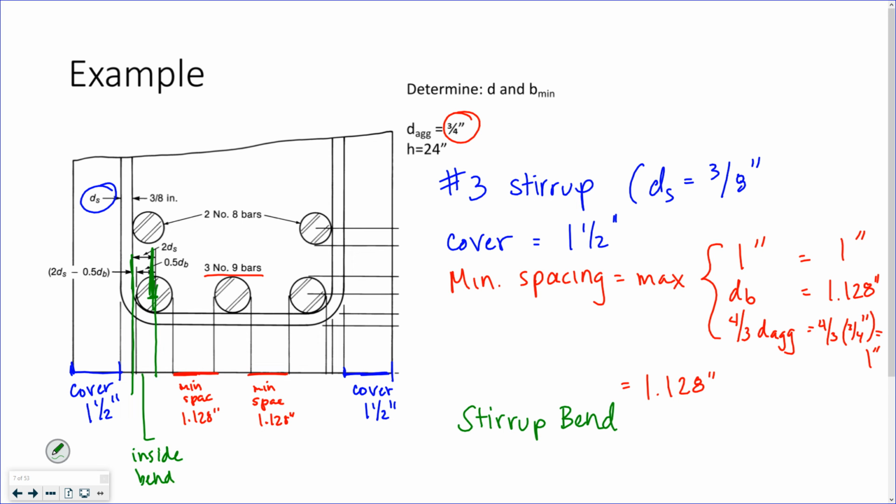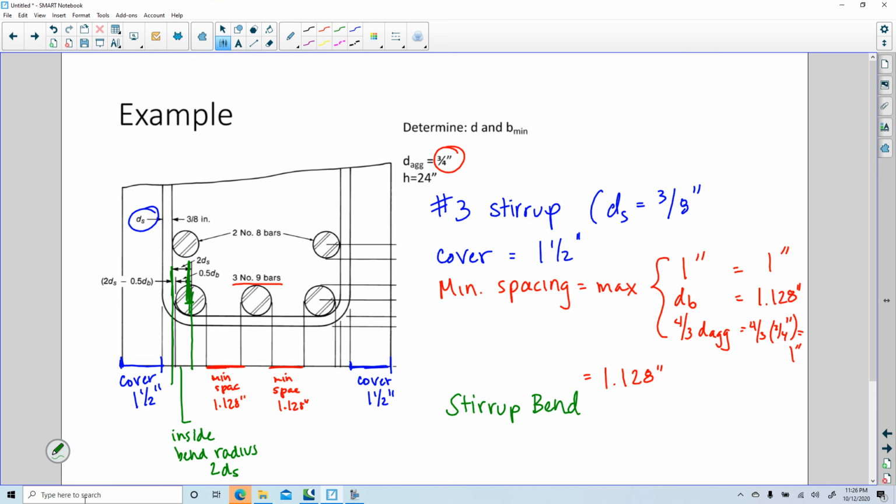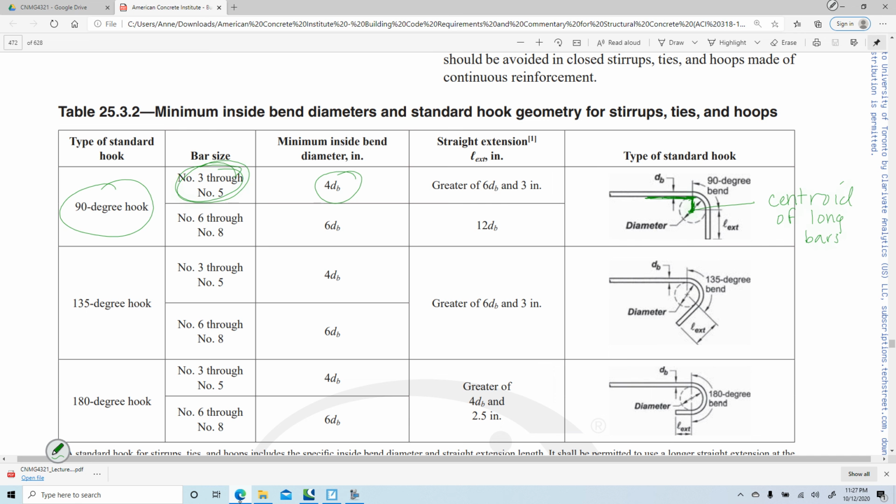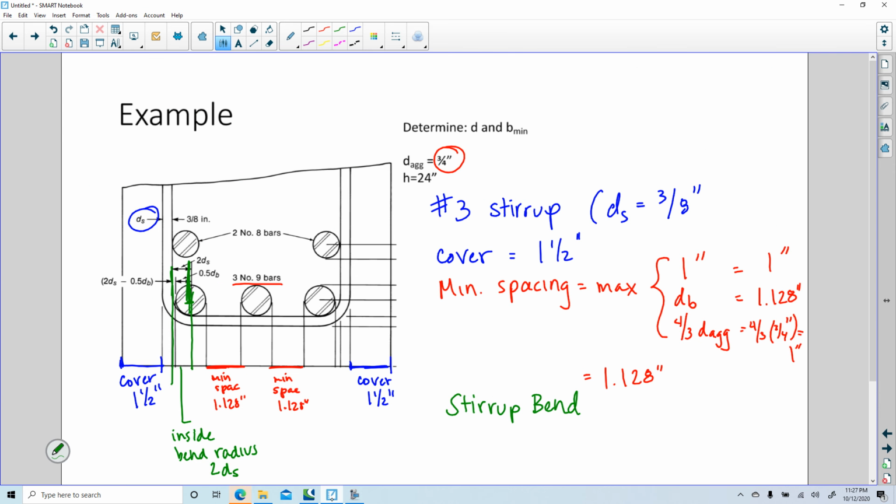Inside bend radius, 2 ds. It says dB, but it means the diameter of the stirrup, not the diameter of the longitudinal bar. Two times 3/8 of an inch, which is 6/8 or 3/4 of an inch.